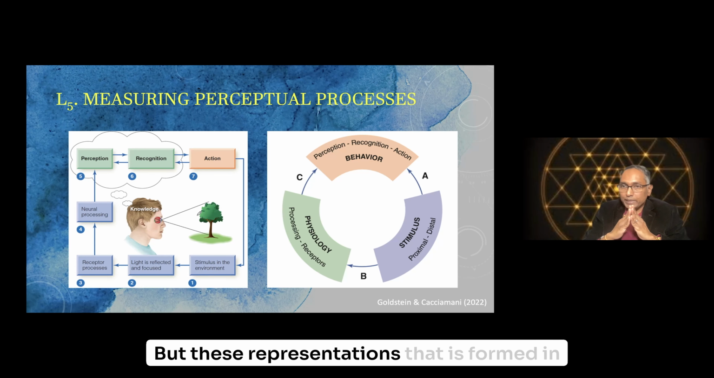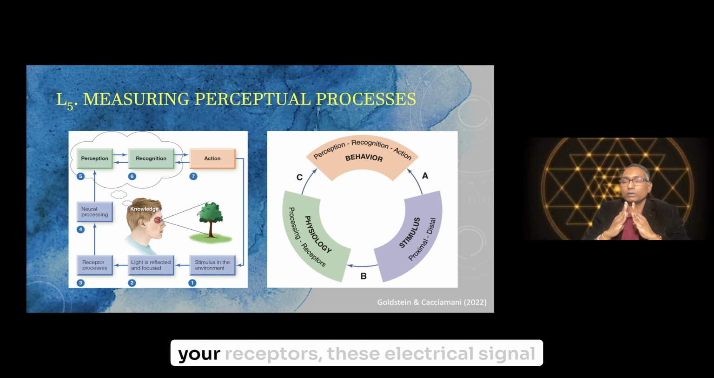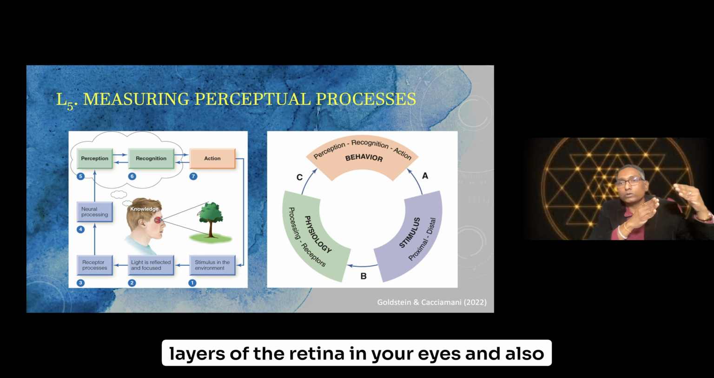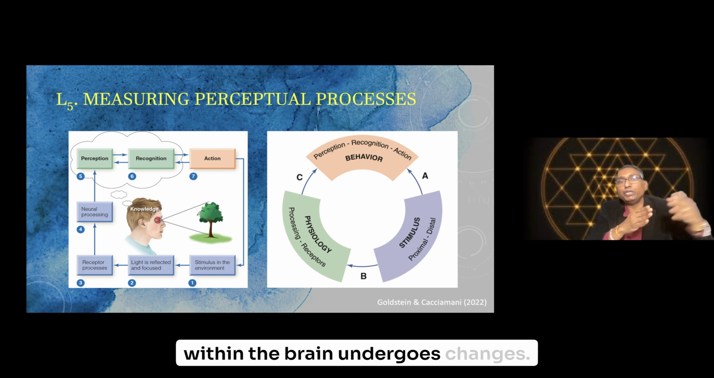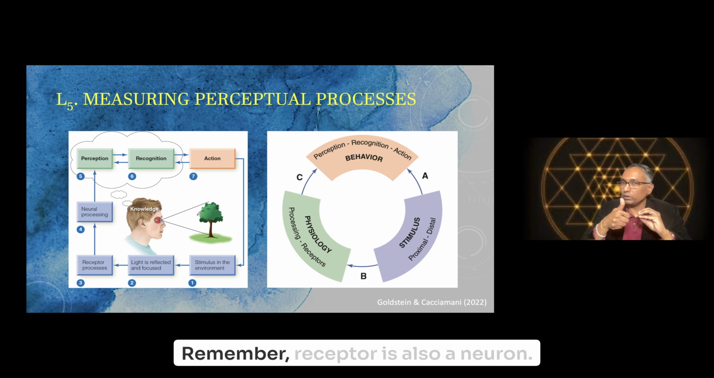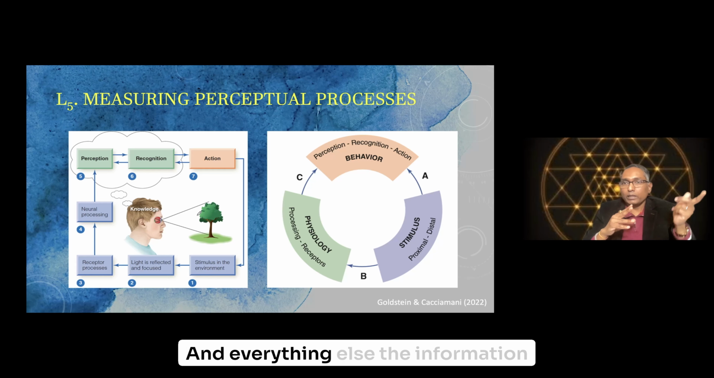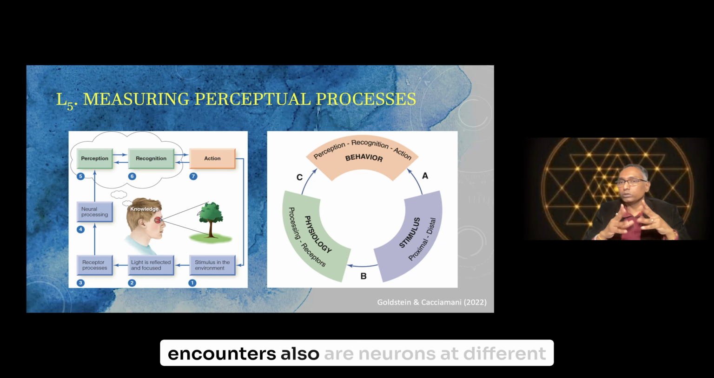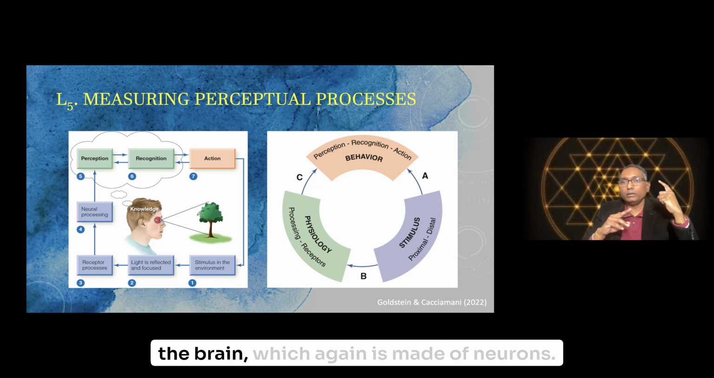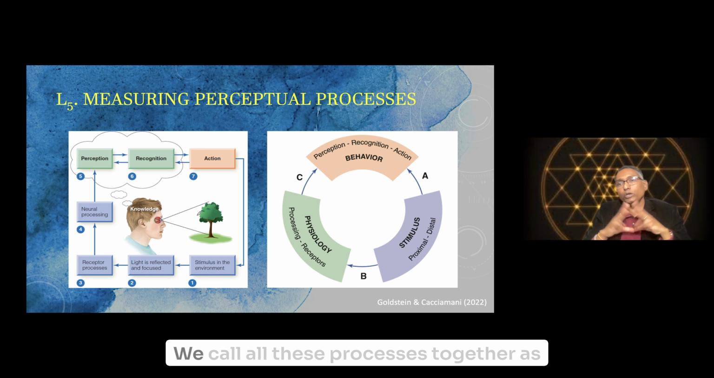But this representation that is formed in your receptors, these electrical signal representations, they go through different layers of the retina in your eyes, and also within the brain it undergoes changes. All these changes are happening in neurons. Why are these neurons? Remember, receptor is also a neuron, and everything else the information encounters also are neurons at different parts of our system, either in our eyes, in the different layers of the retina, or the brain, which again is made of neurons. We call all these processes together as neural processing.